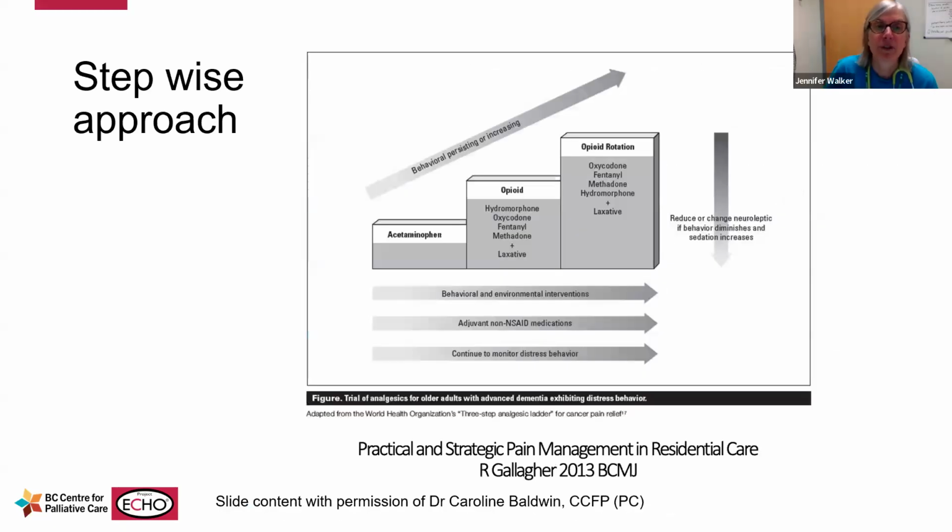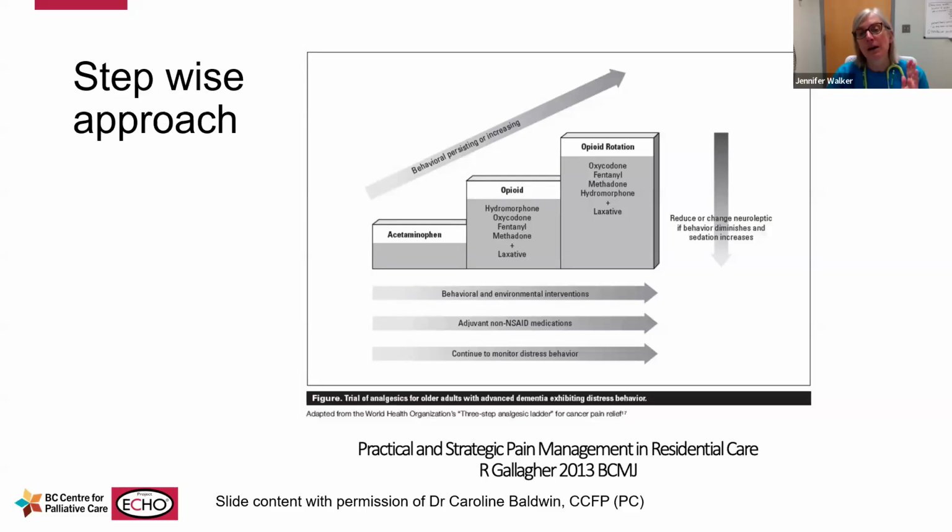And so this is just more of a visual approach to this empiric treatment. This is an adaptation of the WHO pain ladder that many of you are probably familiar with. And this was developed by Dr. Romaine Gallagher to be used in people with dementia. So again, you see, as in the WHO pain ladder, we start on the left with a mild analgesic, acetaminophen. We're going to dose it regularly. We're going to be monitoring behavior. If the behavior is persisting or increasing, we're going to step up to an opioid.